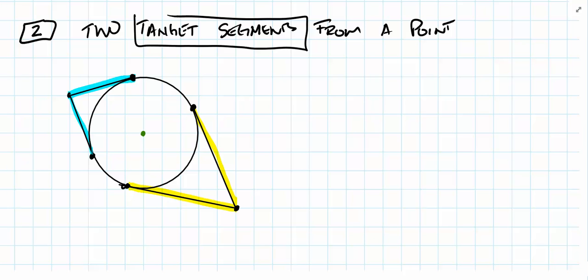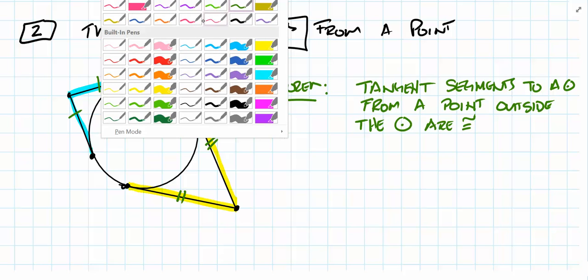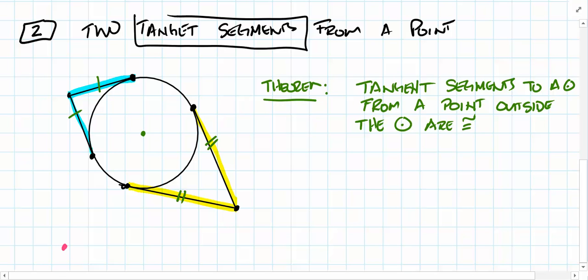Yes, sir. They're congruent. Very good. You guys are absolutely right. Here's what we're saying. Tangent segments to a circle from a point outside the circle are congruent. So what that means is the yellow lines are congruent to each other. The blue lines are congruent to each other. So any point that you draw outside the circle and you draw the tangent lines to it, I'm just freehanding these, they will be congruent to each other.